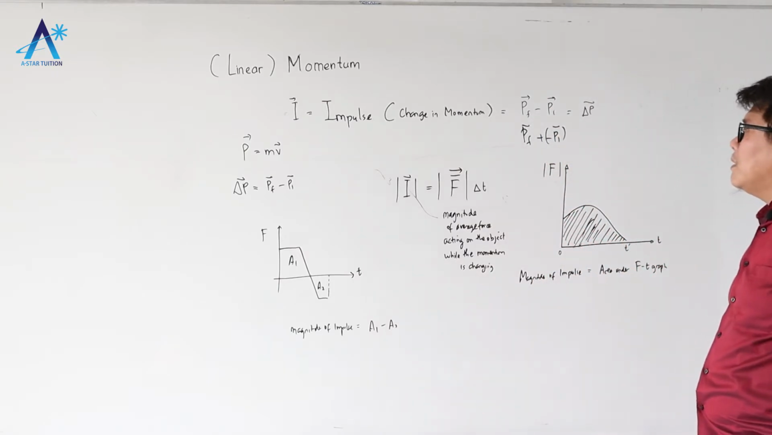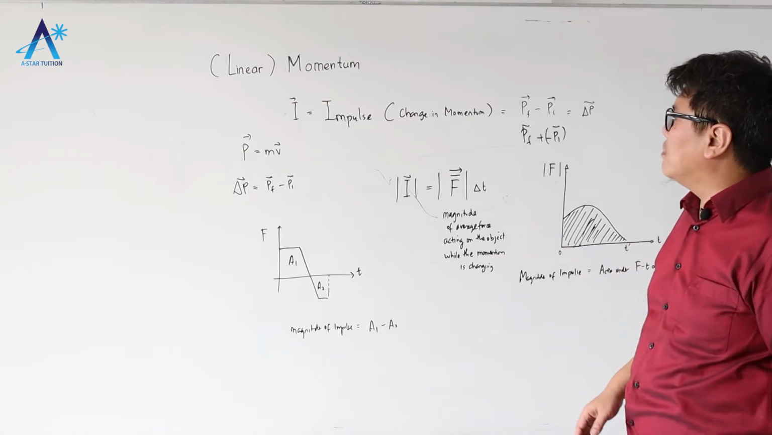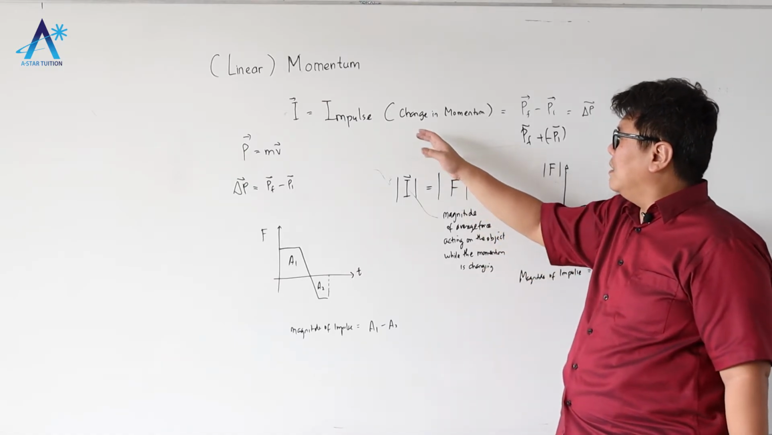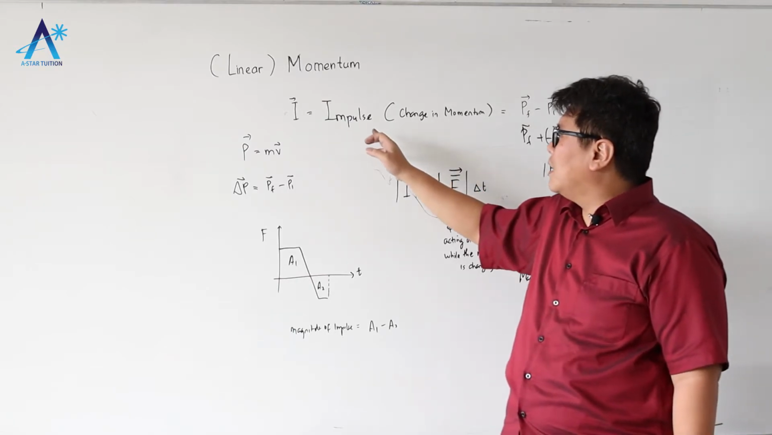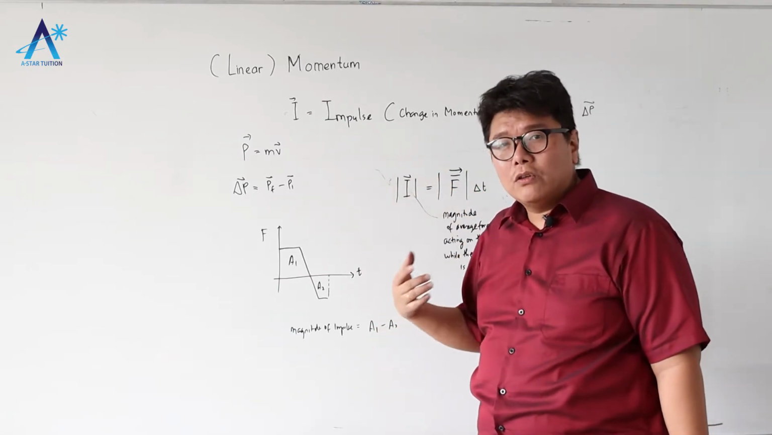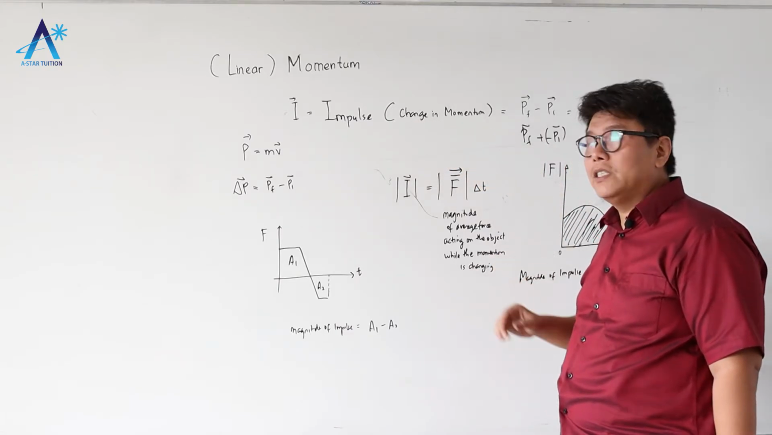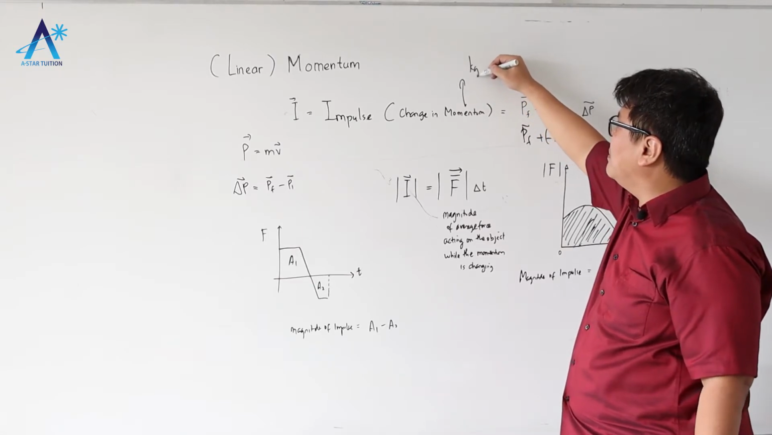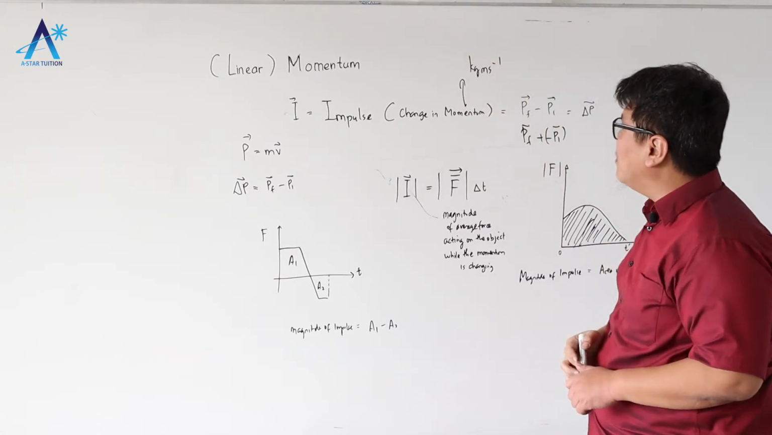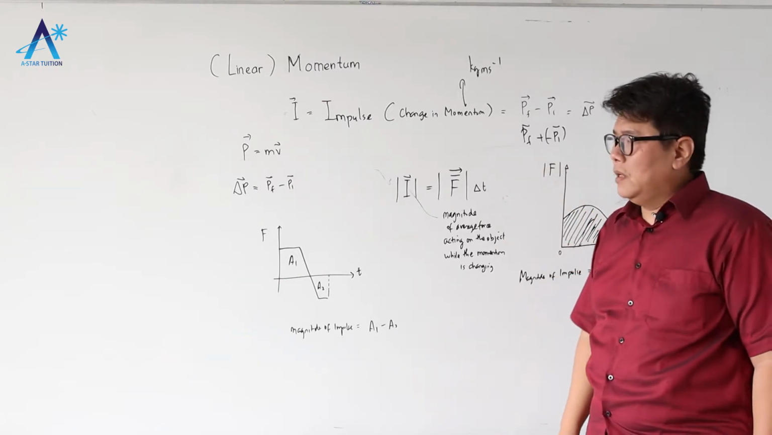Okay, now what about the unit? Impulse is the change in momentum. Because it is a change in momentum, the unit for impulse should be the same as the unit for momentum itself, which is kilogram meter per second. Remember, momentum has unit kilogram meter per second. So indeed, impulse has the same unit as change in momentum.